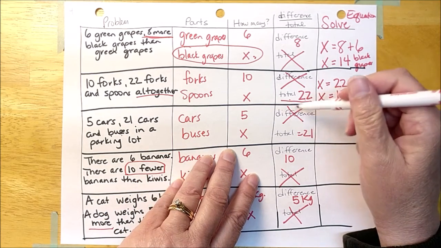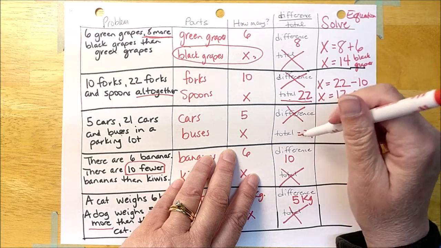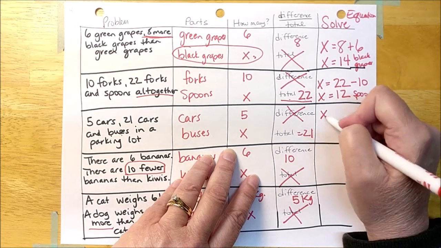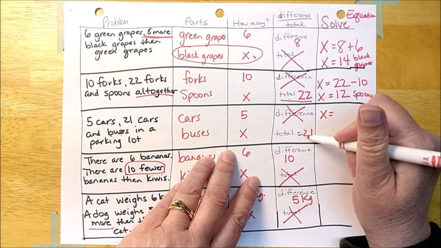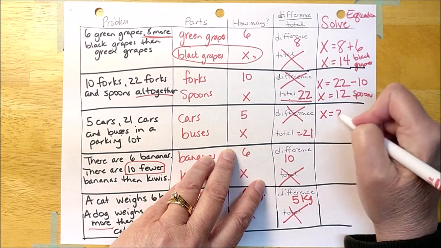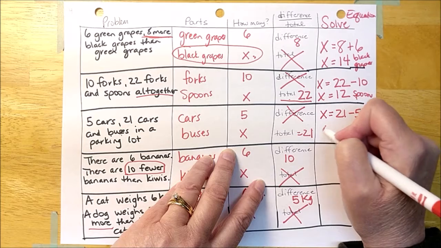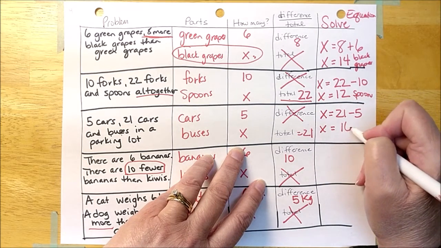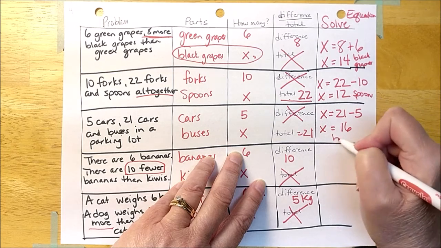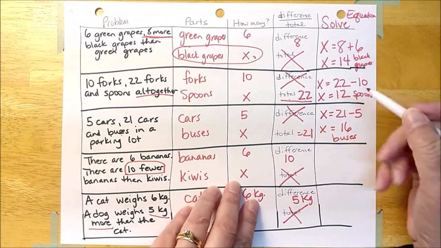Okay, this one I need to get the total again. So I know that I have 21 altogether, so I'm going to subtract the 5, which will tell me how many I have left over for the buses, and that is 16. So there are 16 buses.